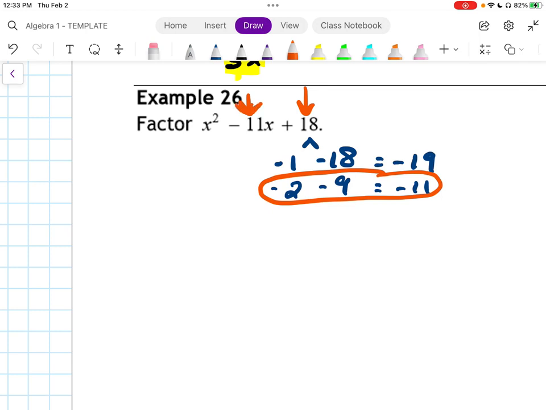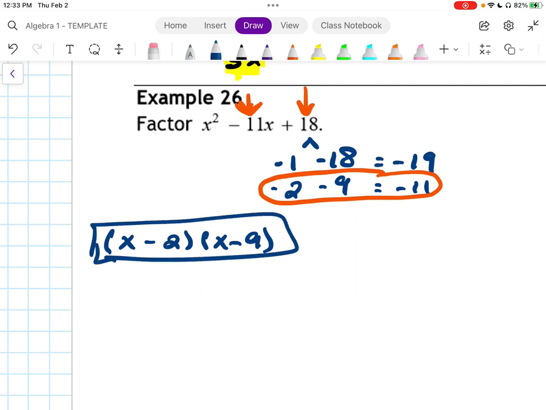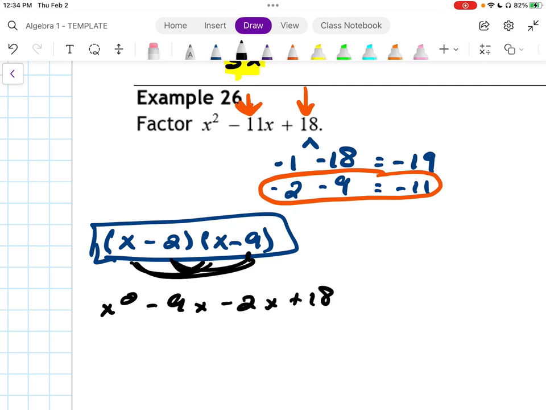Now, -2 and -9, we break this up and we say, well, this is x minus 2, x minus 9. And that is our answer. If you want to check yourself, you don't have to, but if you want to, we'd multiply and we'd get x squared minus 9x minus 2x plus 18. These middle guys add up to be -11x, which is what we wanted. So there we are. That is factoring trinomials.